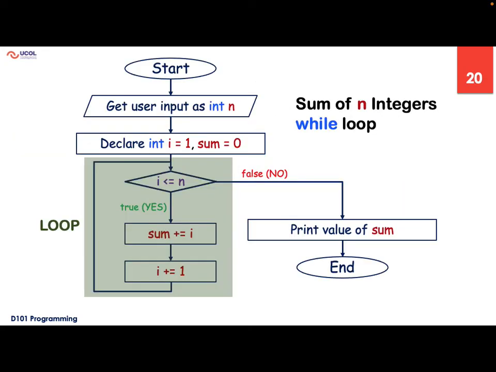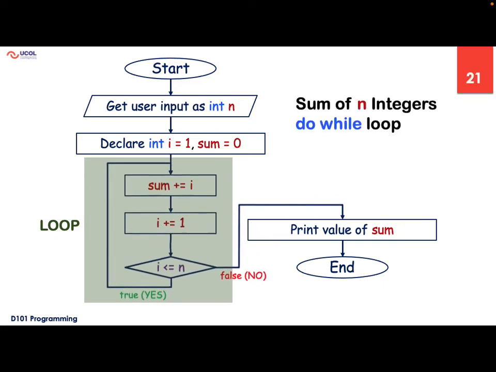Next, sum of n integers, while loop. This is the while loop. We check the condition and add the values. We can do it with the do while as well. The only thing is that we are going to check the condition after the sum. Sum plus equal to i, i plus plus, and then i is less than or equal to n.